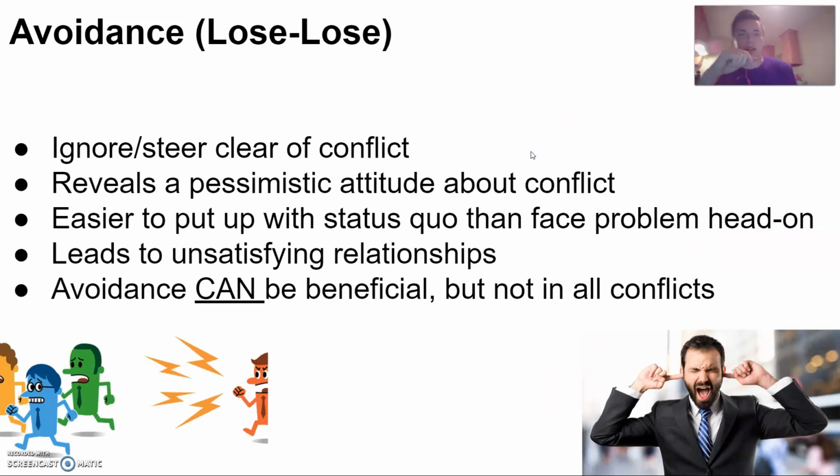So, avoidance style conflict. Avoidance style is a lose-lose situation for both parties. This is where both parties ignore or steer clear of conflict. Essentially, they're giving each other the cold shoulder. They don't want to deal with the situation that's at hand. They feel that it's a waste of their time, that it's not even worth getting into. With the avoidance style of conflict, it does reveal a pessimistic attitude about conflict.